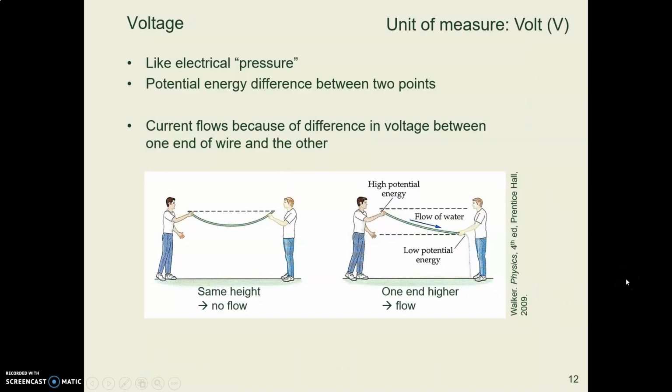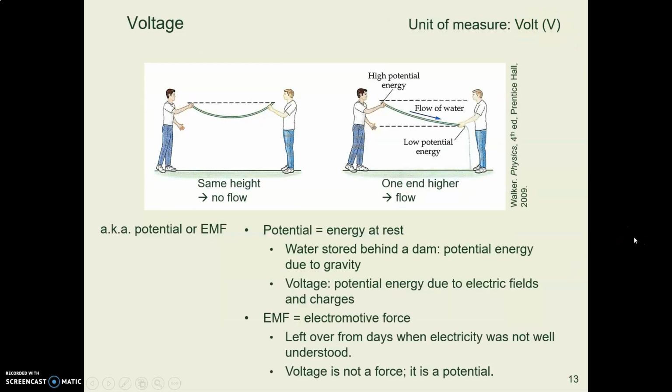So voltage is analogous to pressure. Voltage is like electrical, quote, pressure. It's potential difference in energy between 2 points, and it's that electrical pressure that makes current flow. And we measure voltage in volts. You will hear some people use other words to talk about voltage. The two, and here AKA means also known as. So the two words you'll hear people use when talking about voltage are first potential.